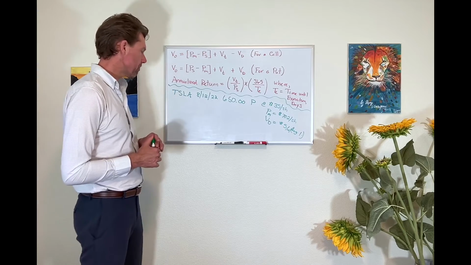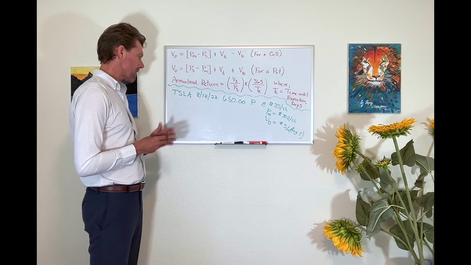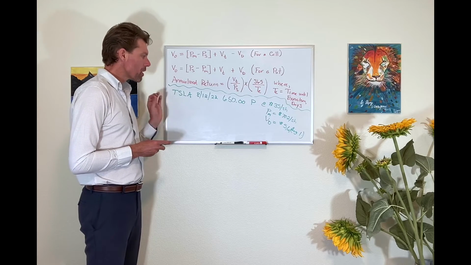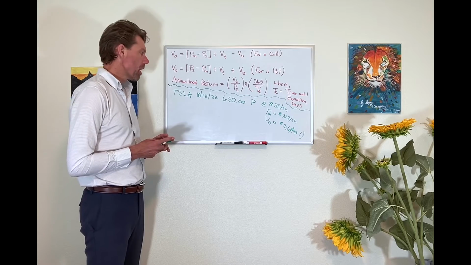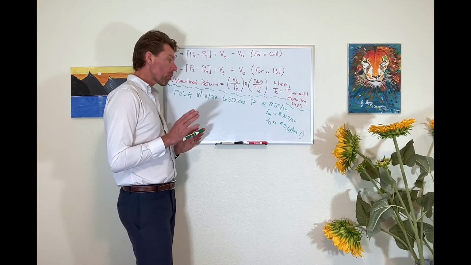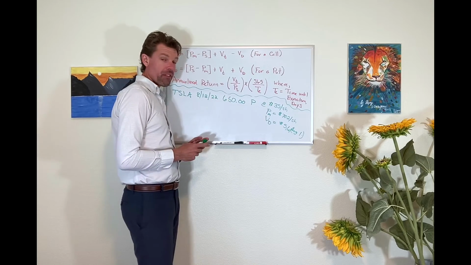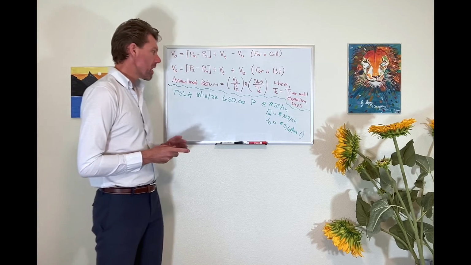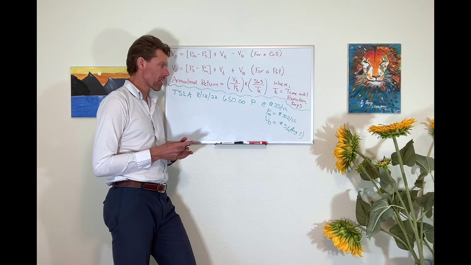So what does this mean? So the underlying stock of this option is Tesla, and this option expires on August 12th, 2022. This option controls 100 shares of stock at $650, which means it controls $65,000 worth of stock at that price.